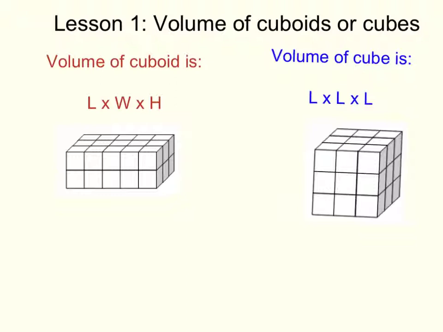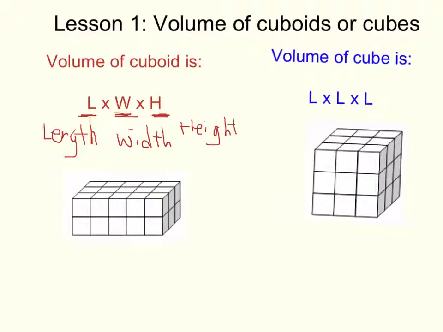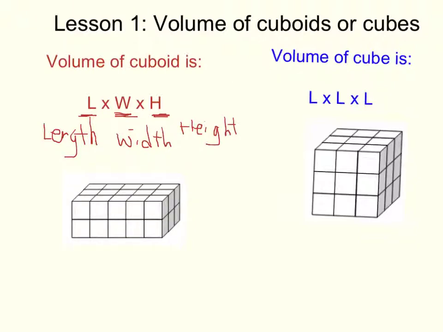So what does L mean here? Actually, L here means length. And then W here means the width of the cuboid. And H here means the height of the cuboid. So you may look at the cuboid below here and make it bigger.